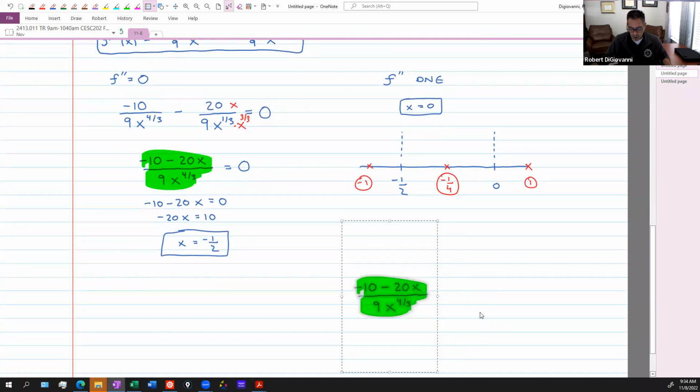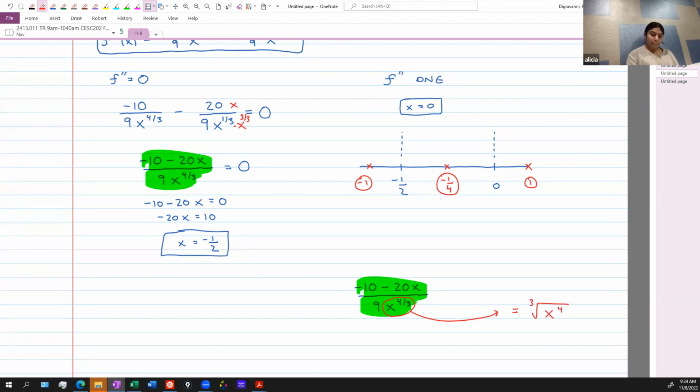Look at the bottom of this thing. What does x to the 4/3 really mean? What root is that? David's saying that's the cube root, right? Third root, cube root of x to the fourth. Okay, what can you tell me about x to the 4th? It will always be what? Positive, right? And its cube root of a positive number is positive.